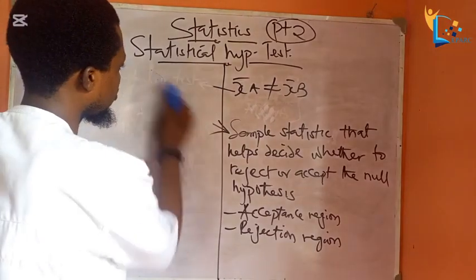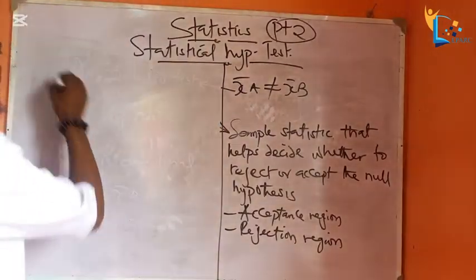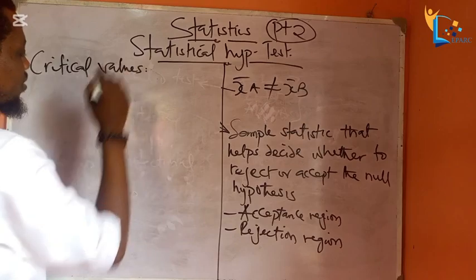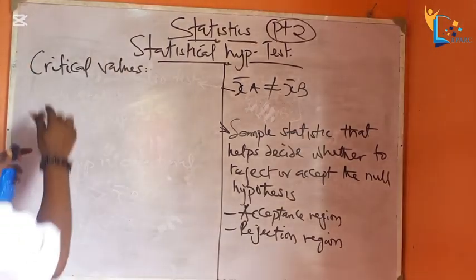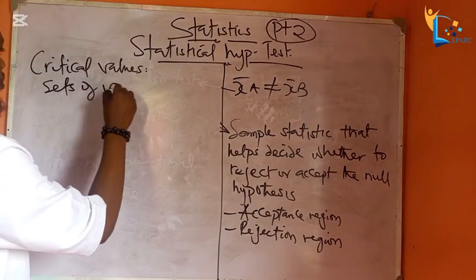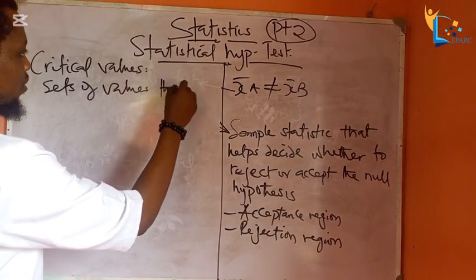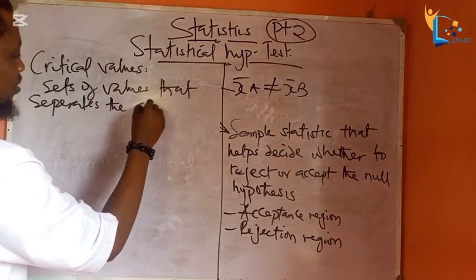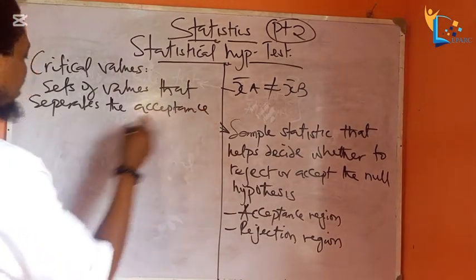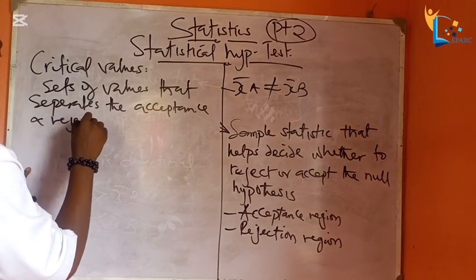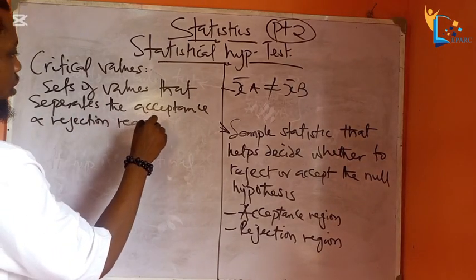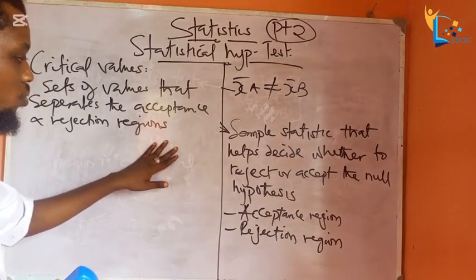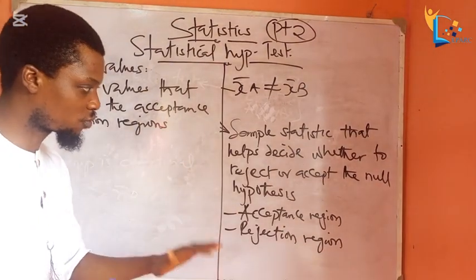So, before I explain the acceptance and rejection region further, there's what we call critical values. Critical values are sets of values that separate the acceptance and rejection regions. We are getting somewhere. Just follow me.